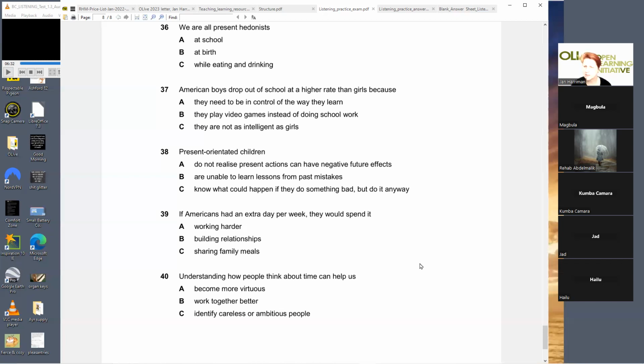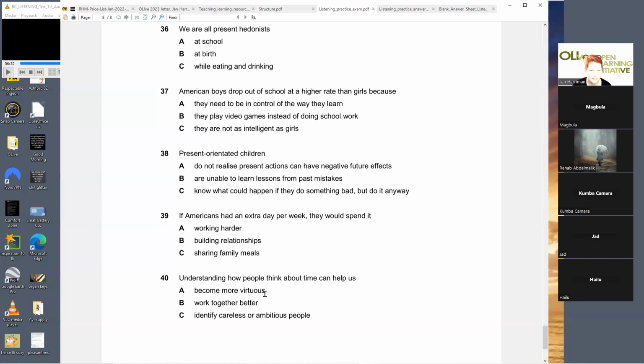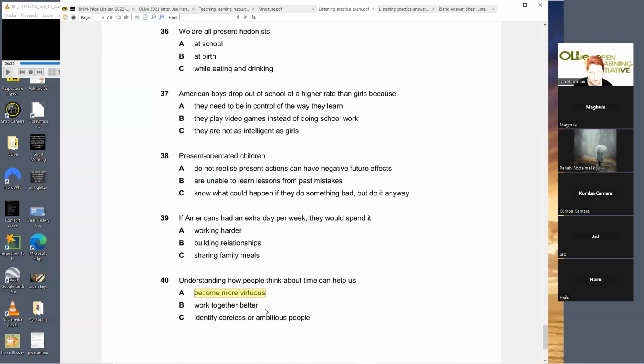become more virtuous. What does that mean? Become more virtuous. So how else would you say that? Be a better person. Yeah. Okay. Virtue means goodness. So that means become a better person.